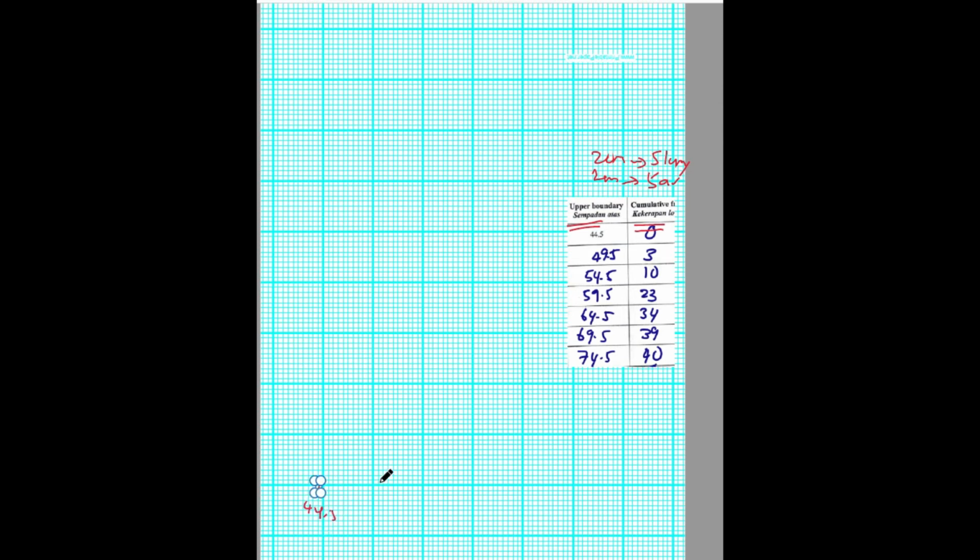So 44.5, here is 49.5, 54.5, 59.5, 64.5, 69.5 and 74.5. This is the horizontal axis. And for the vertical axis, you see 5 for every 2 cm. We start with 0 until 40. So this one is 5, 10, 15, 20, 25, 30, 35, 40.